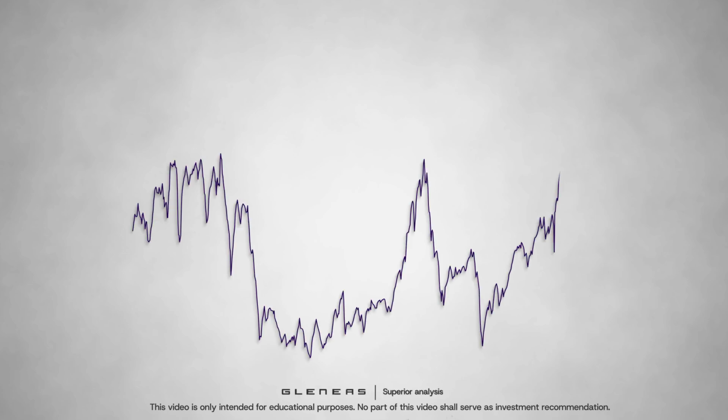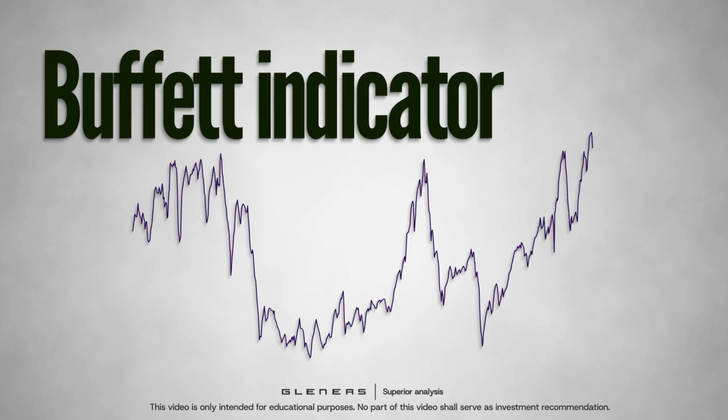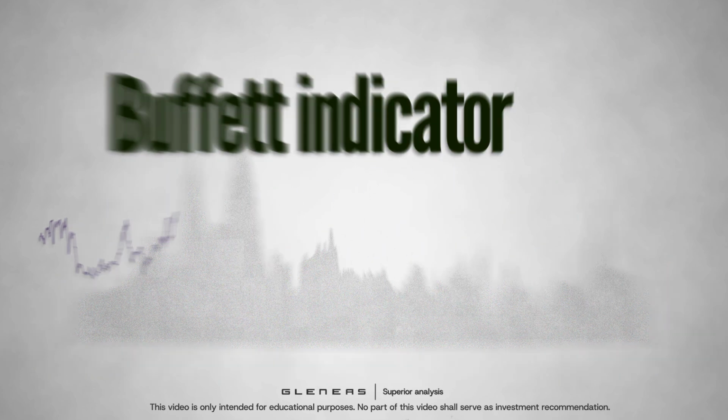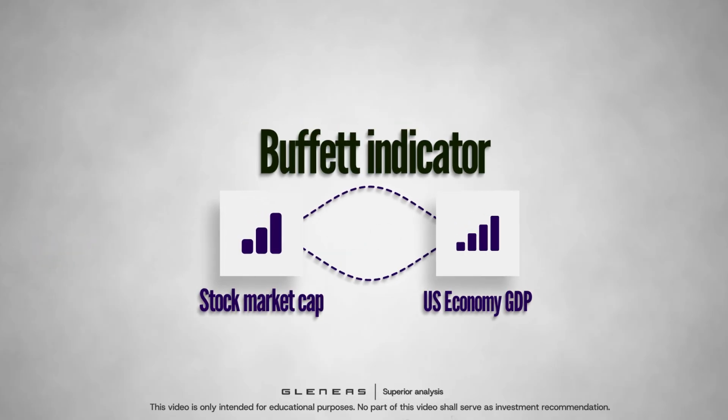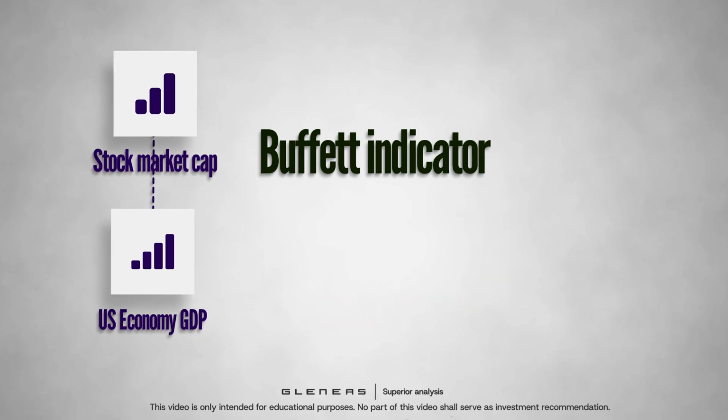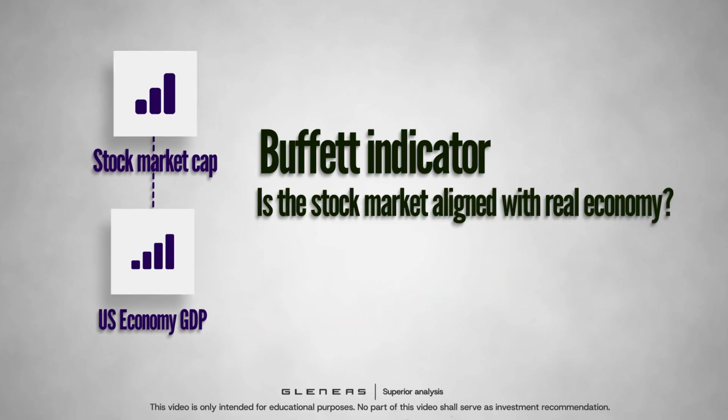That's why there's this amazing tool called the Buffett indicator. The Buffett indicator compares the total value of the U.S. stock market with the size of the U.S. economy. Buffett had a great idea to compare these two. The simple goal of this number is to judge whether stock prices have become disconnected from the economic base supporting them.